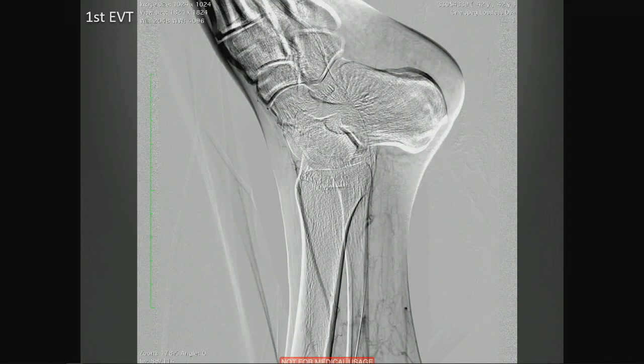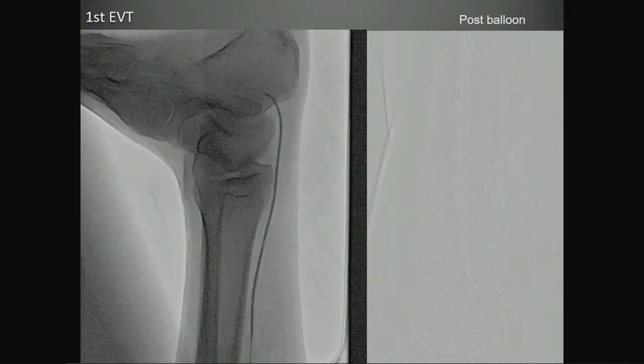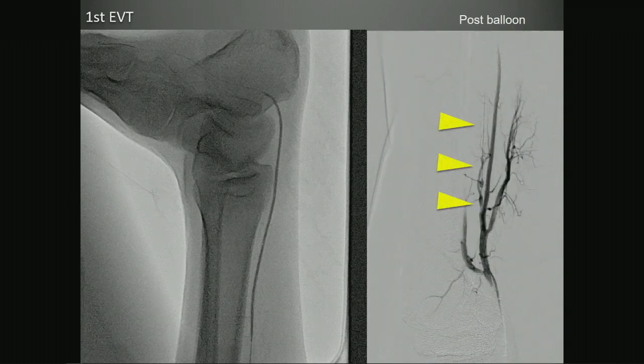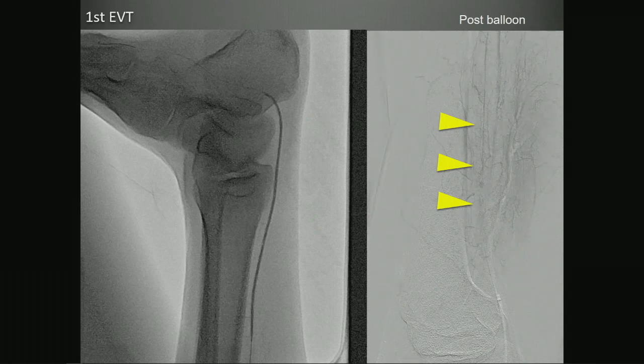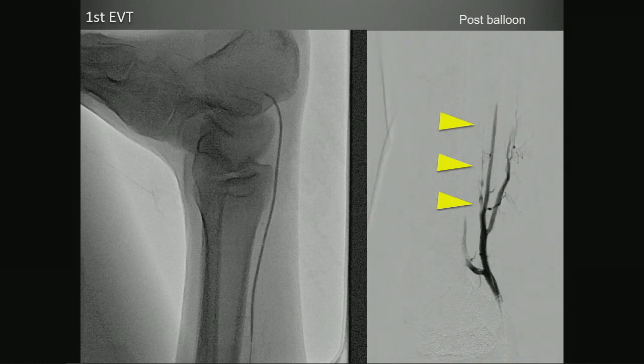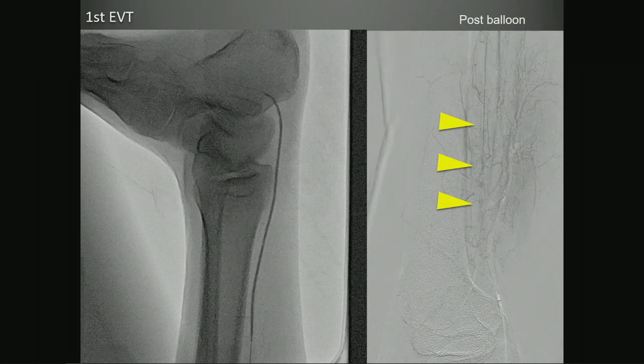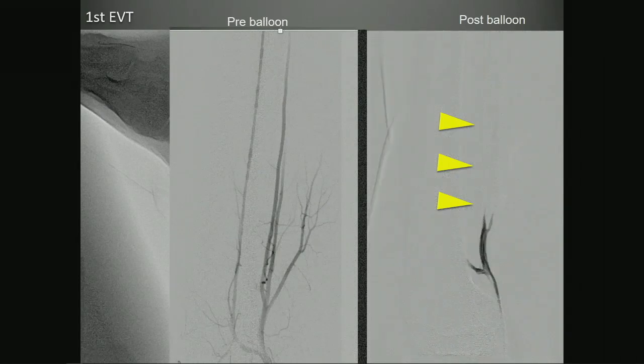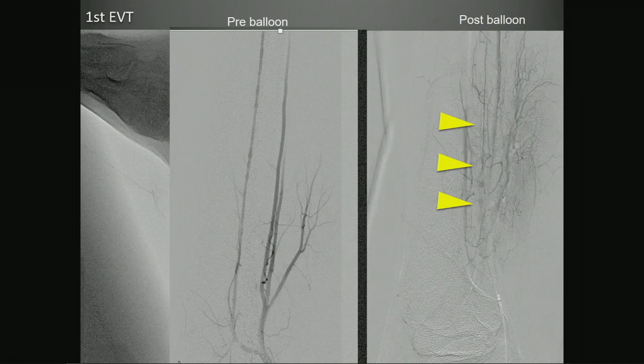After the thrombus aspiration, the blood flow from the PTA to the plantar was still not so good. So after that, we dilated with a 2-millimeter balloon catheter. After that, this point was not dilated with the balloon catheter, but there was severe spasm at the proximal portion of the PTA. It's a control angio.